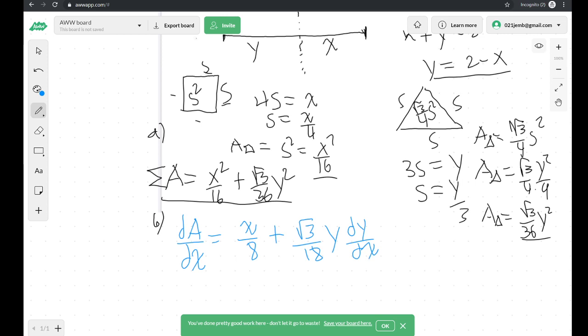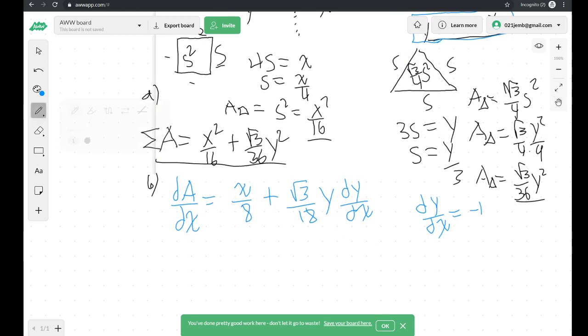Now, dy over dx has a value. Remember that we're told that the sum of x and y is equal to 2. So we can find dy over dx, and dy over dx is equal to -1. So we can use this relationship in order to find the absolute maximum or minimum. So dA over dx equals x over 8 plus or minus, because it's being multiplied by -1, so it'll be minus radical 3 over 18 times y, okay?